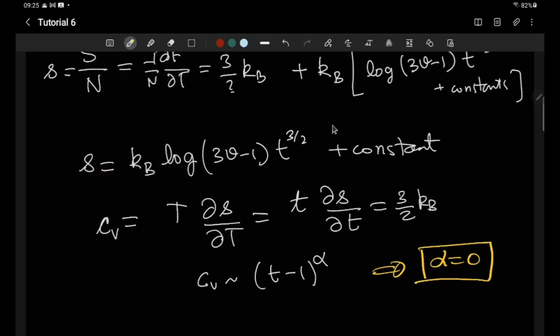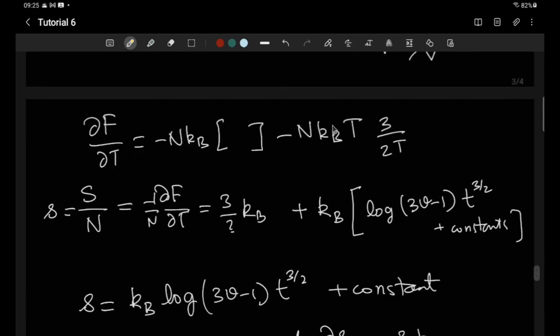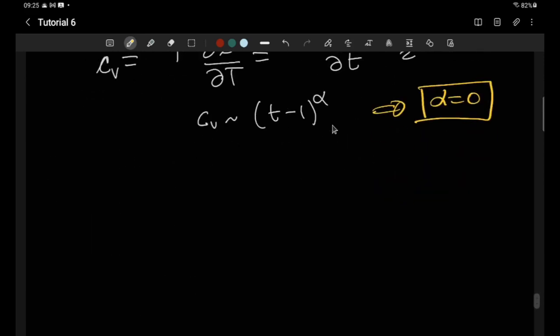This is similar to what happened in the magnetic story, where it went to a constant. Again, we got alpha equal to 0. So the next exponent we are going to compute is delta, not beta and gamma. We will do them later. So now we will do that.